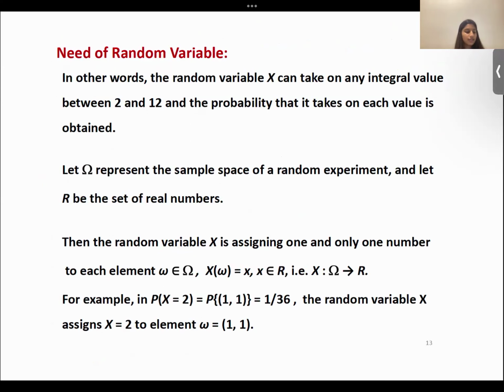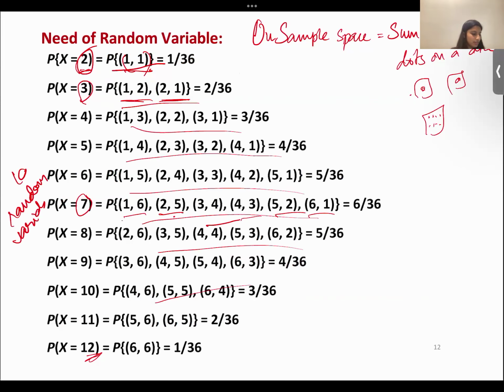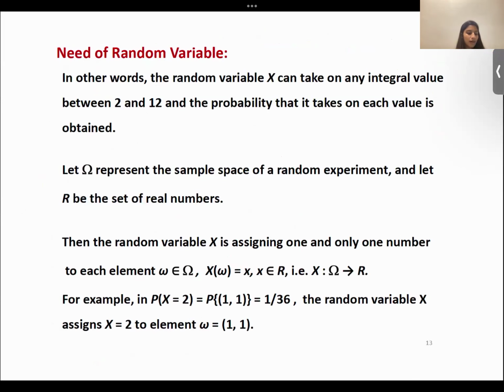In other words, the random variable x can take on any integral value between 2 and 12. So when you look at this, it can take any value between 2 and 12, and the probability that it takes on each value is obtained. So you can define this as a function, where the data points are 2 to 12. You can define this curve as a function, and from that definition, you can apply whatever value you want and obtain the probability using that mathematical notation.